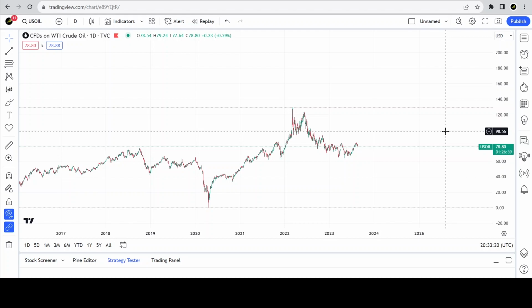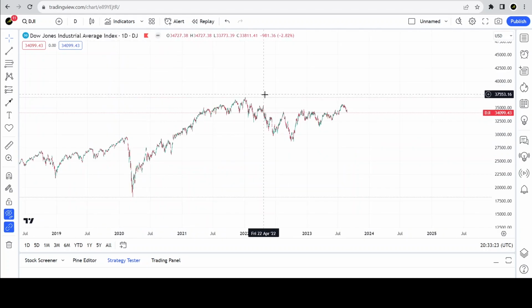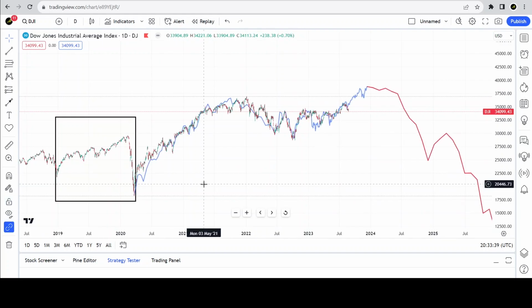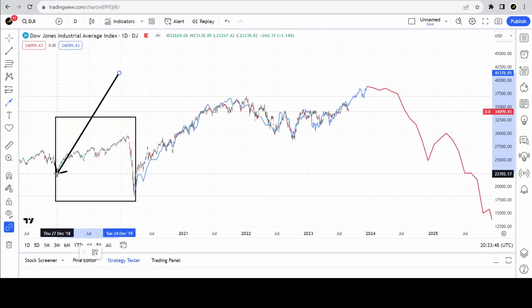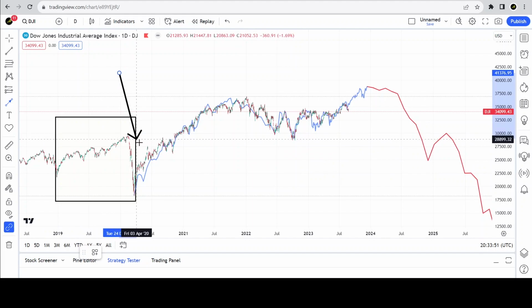Now, what I'm going to do is tie all these back to a central chart, and that will be the Dow Jones. So let's start with the Dow Jones. It is my belief that the Dow Jones is currently repeating a fractal that took place here, from 2018 to 2020. And this was the run-up to the C19 crash and the crash as well.